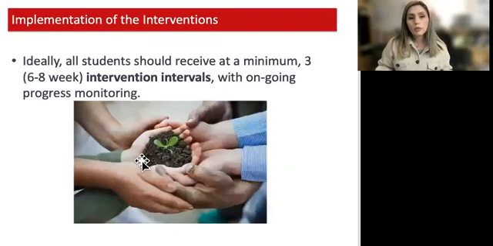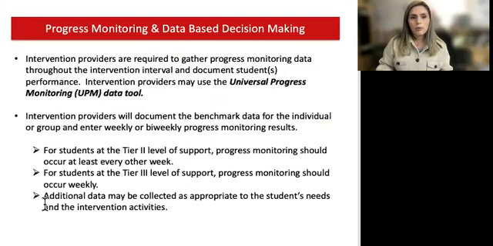A cycle is about 6 to 8 weeks of intervention. During that cycle, we're constantly progress monitoring them, making sure that what we're doing is working. For example, the progress monitoring for a tier 2 could be every other week. For a tier 3, again, everything is dependent on the student. It could be on a weekly basis or also every other week.